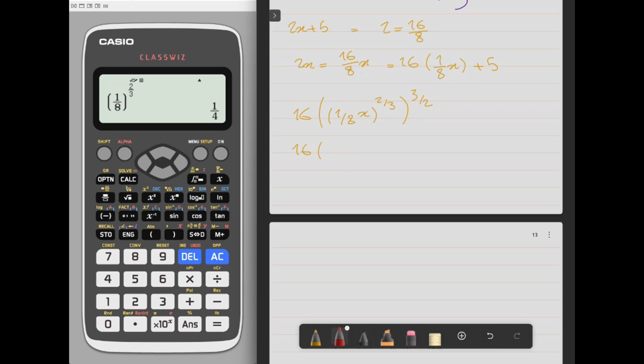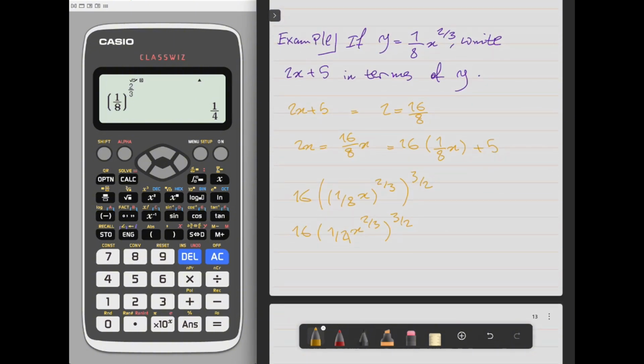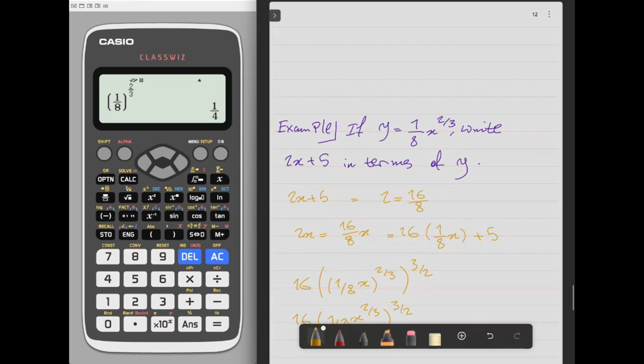1 over 4 x to the power of 2 over 3 to the power of 3 over 2. Right? And, guys, something very interesting happened. Now I have x to the power of 2 over 3. Oh no, I don't have 1 over 8 anymore. So what can I do here now? Guys, here we need to modify this one. Multiply the whole thing by 2. So 2y is going to be equal to 1 over 4 x to the power of 2 over 3.